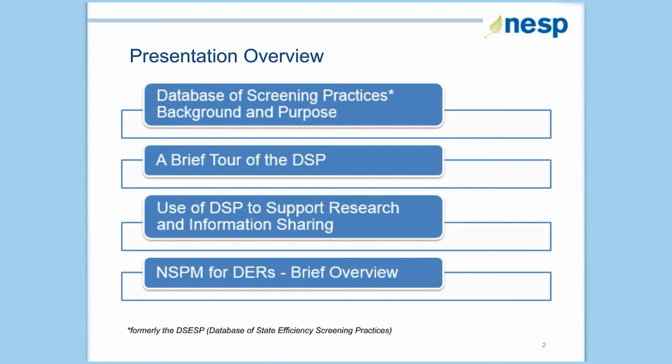This database was previously known as the Database of State Efficiency Practices, and I'll explain briefly why we changed the name in a few minutes. I'll be giving you a brief tour of the DSP and all of its features so people can more easily navigate the database. And I'll be explaining how ACEEE used the database to support their research and information sharing. Then I'll be turning it over to Julie for an overview of our National Standard Practice Manual.